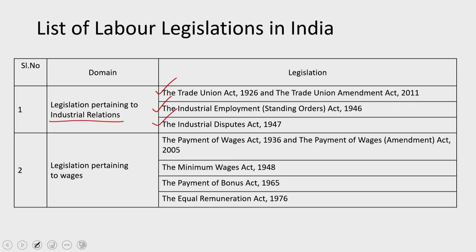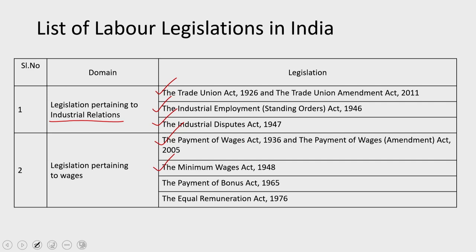When you look into another domain, legislations pertaining to wages specifically, we have the Payment of Wages Act 1936 and the Payment of Wages Amendment Act of 2005. We also have the Minimum Wages Act 1948, which underscores that a certain minimum wage should be given to a particular employee for his or her sustenance and a better living. So irrespective of the work period or the industry or the sector, the minimum wage enforces a certain minimum wage, which is obviously the need of the hour for the individual who is working in such strenuous conditions.